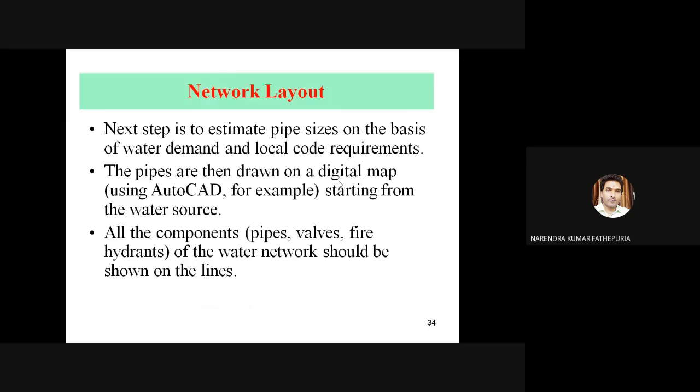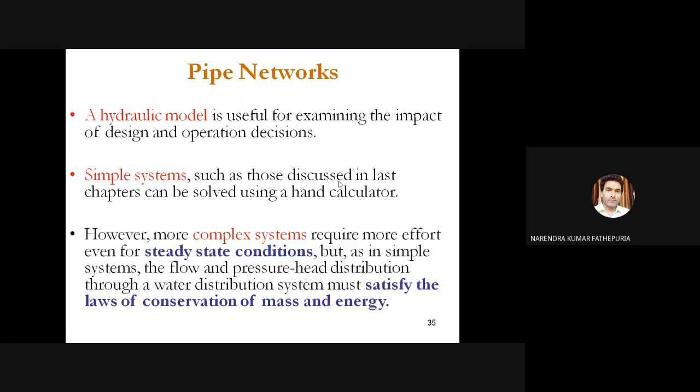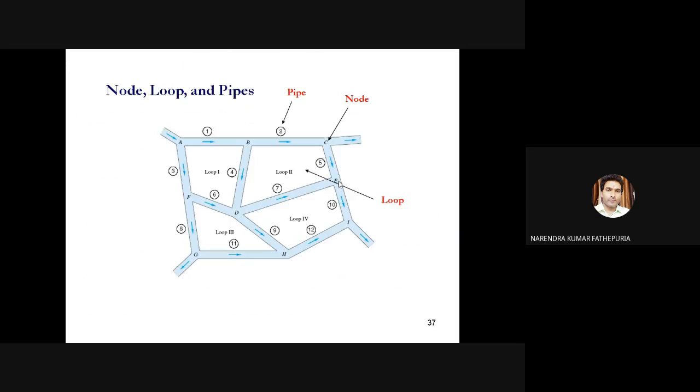Average water consumption, all those things. Then network layout we are studying: pipe network, and then complex analysis. This is the Hardy Cross method. See here, now nodes, loops, and pipes. We have started from here: 1, 2, 3, 4, 5.